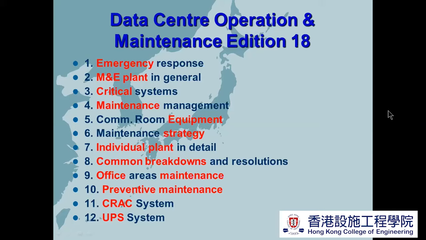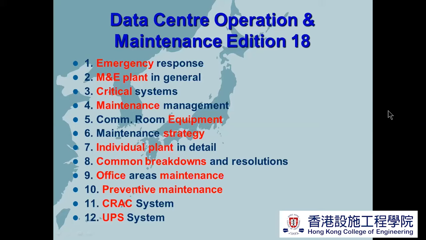The first one we talk about is emergency responses. The second one is the M&E plant in general. What are the M&E plant in data centers? And then we'll look at the critical systems of the data centers, and then maintenance management. What is the maintenance management in the data center? Then number 5, we talk about the comms room equipment. What are the equipment inside the comms room?